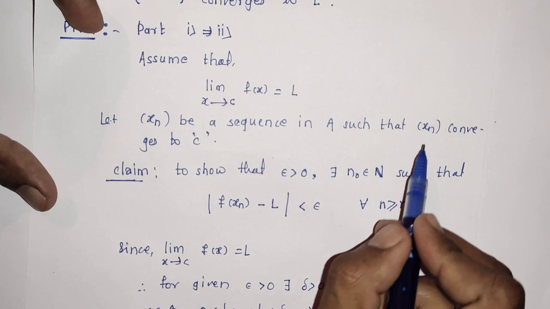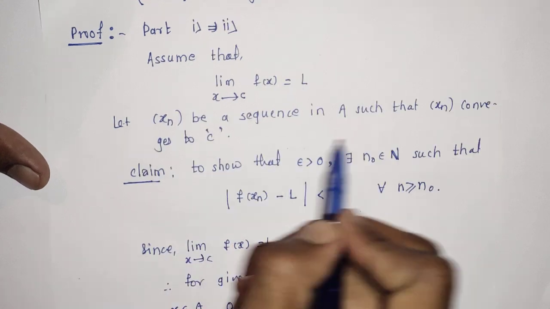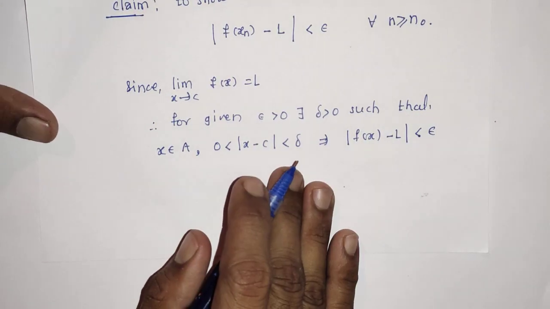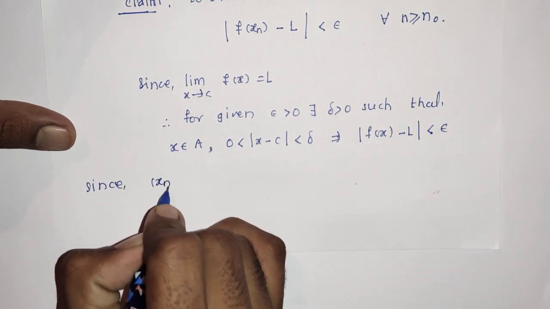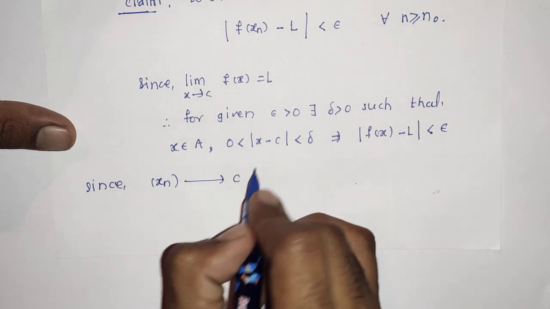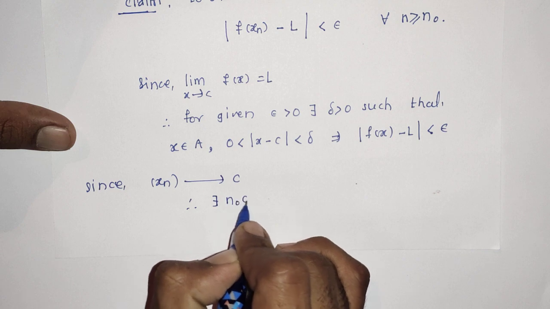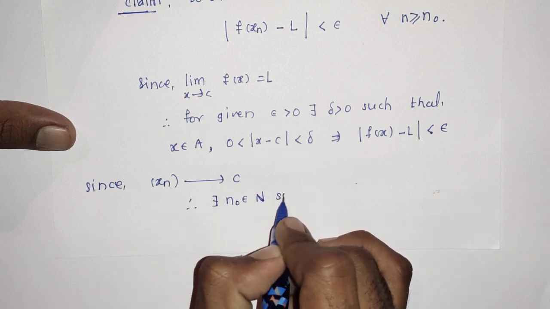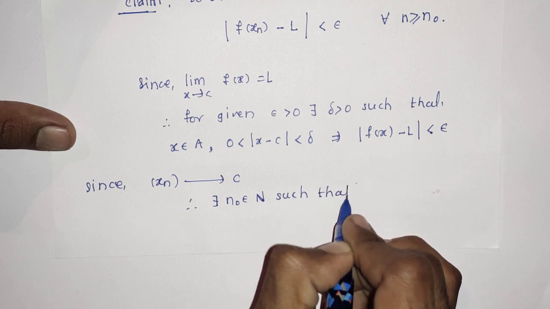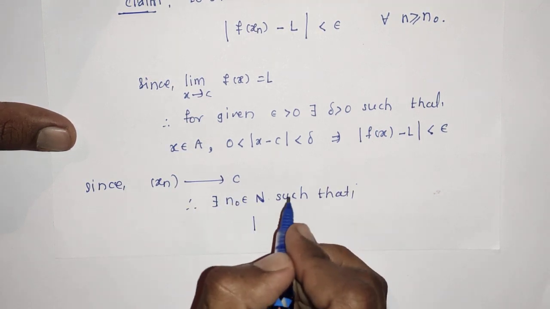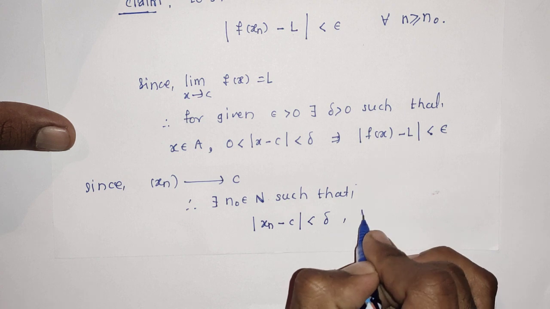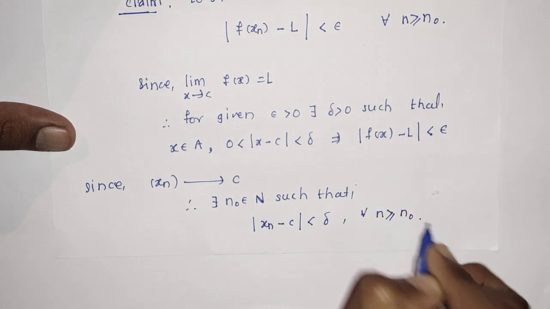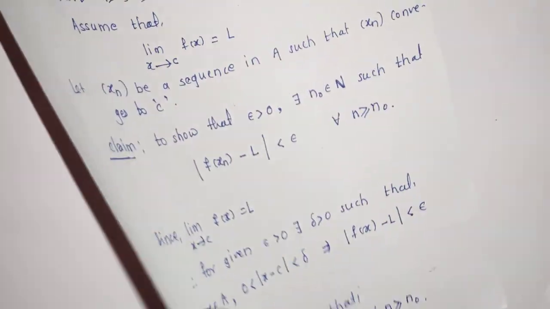As this sequence xn converges to c, again by definition of convergence of sequence we can write: since the sequence xn converges to c, there exists another n naught belonging to the set of natural numbers such that mod of xn minus c is less than some delta for all n greater than or equal to n naught. This is by definition of convergence of sequence.